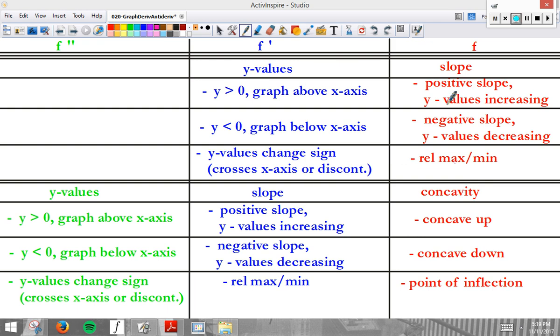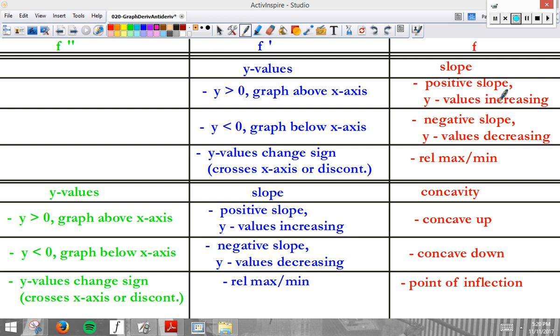Hello. Today we're going to be talking about how to go from a graph of f prime to a graph of f. This will involve delicately reading f prime's graph to find out information about f's graph. Specifically, the y values of f prime will become the slope of f, the slopes. If these y values are greater than 0, if the graph of f prime is above the x-axis, f will have a positive slope. The y values will be increasing.